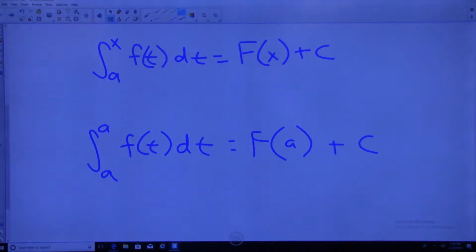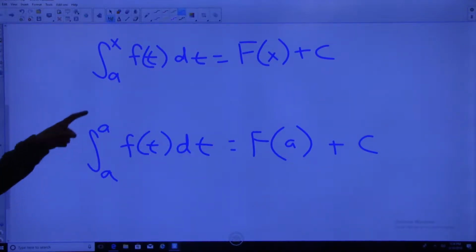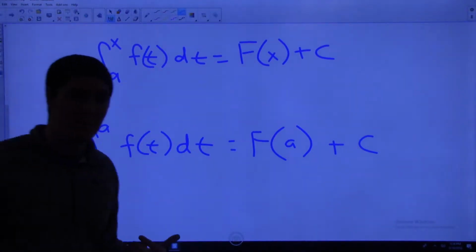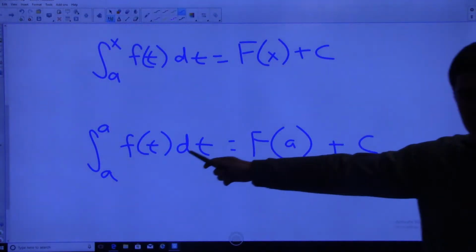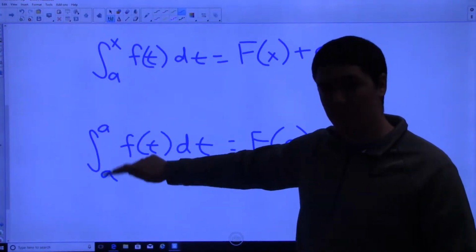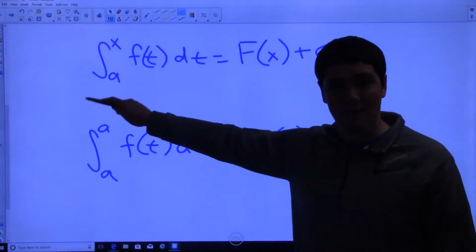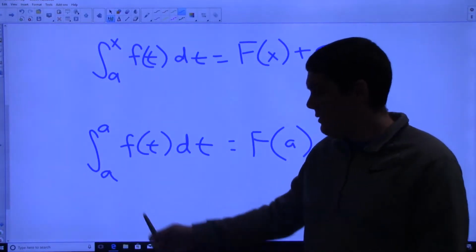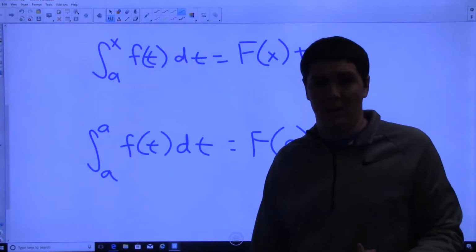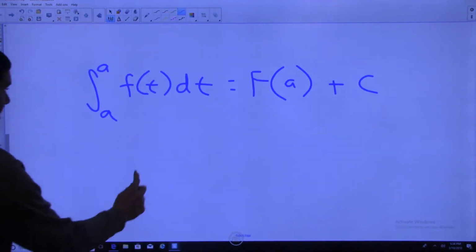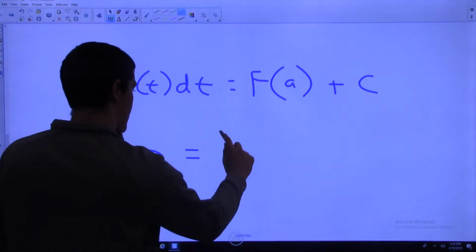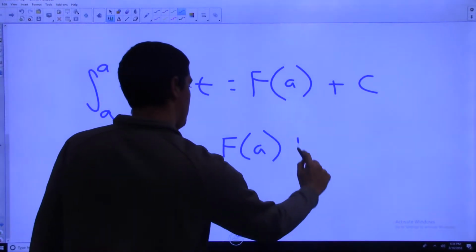Now, if you remember the properties of integrals from section 5.3, look back at the property for an integral from a to a. If it goes from a to a and not from a to b, then we're not going to have an area under the curve. Going from a to a is essentially finding the area of a line segment, and line segments don't have area. So the area here is 0. So 0 is going to be capital F of a plus c.